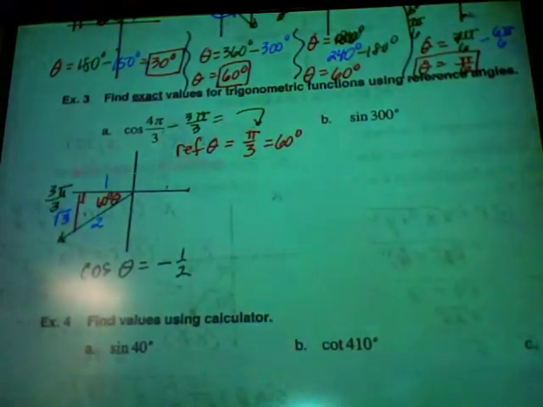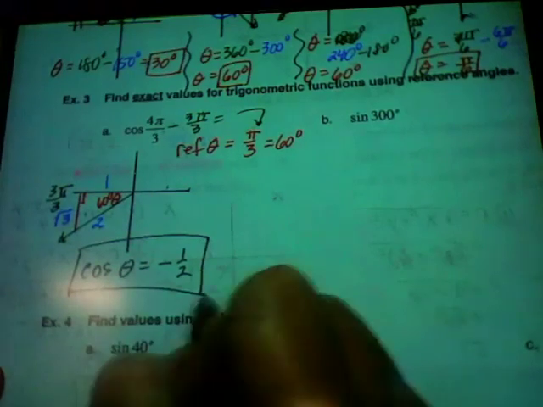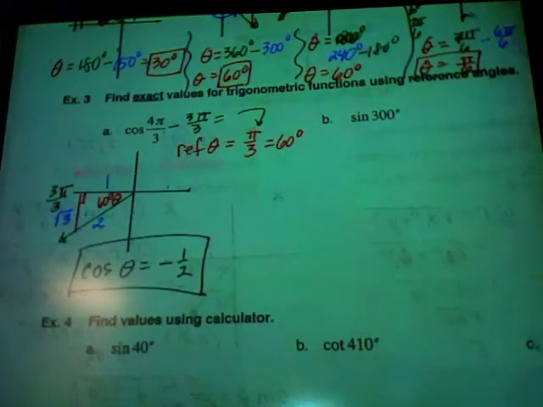Now some of you are memorizing the ordered pairs of pi over 3, and you would just know, oh, that's negative 1/2, right? So I might not see all of your work. There's your answer. But I have to say, if the directions say use reference angles, you've got to use your reference angles.